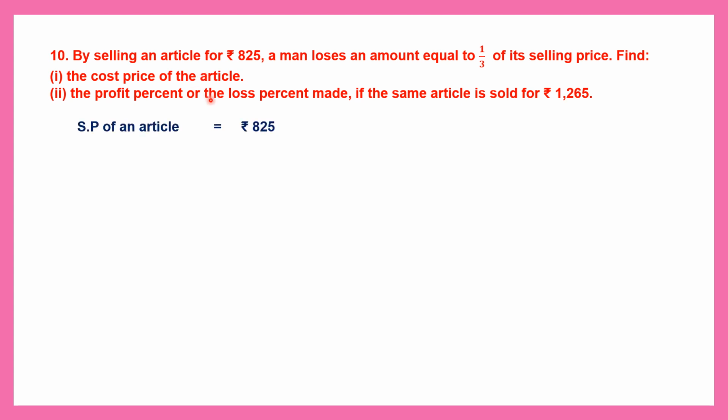So let's begin by saying the selling price of the article is 825 rupees. Now there is a loss, isn't it? Here it says the man loses an amount. And what is the loss? 1/3 of its selling price, and the selling price is 825 rupees. So this will be 1/3 of 825 rupees. 1/3 of 825. So this is equal to 1 by 3 into 825. Now we can cancel 3 and 825.